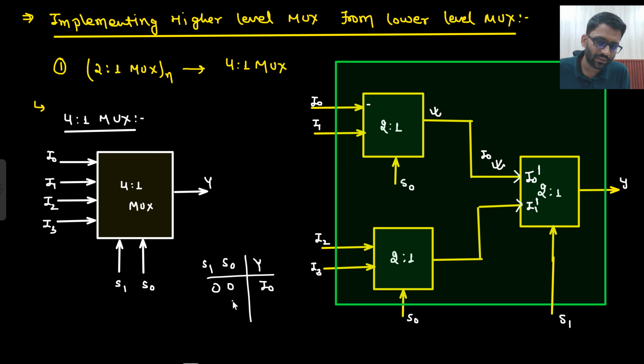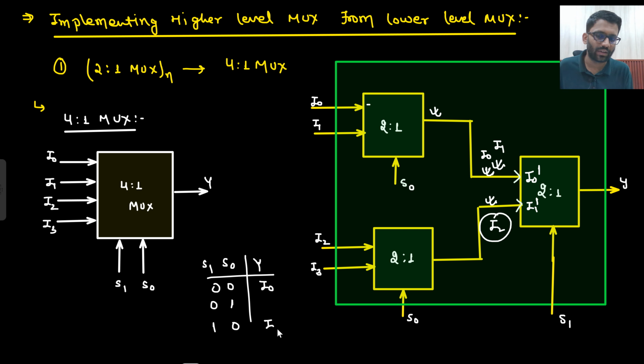Sorry. If S0 is 1 and S1 is 0: if S1 is 0, again it will look here only. And S0 is 1, so I1 will come here, and that will be your output. If S1 is 1 and S0 is 0: if S1 is 1, it will look here, and S0 is 0, that means I2 will come here, and S1 is 1, so it will look here only. So I2 will be fed to the output.